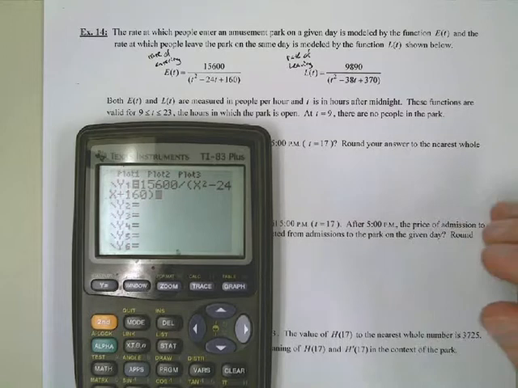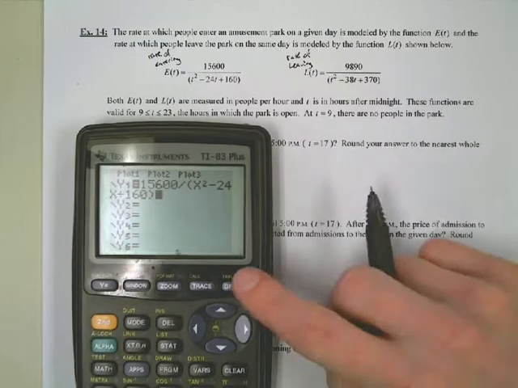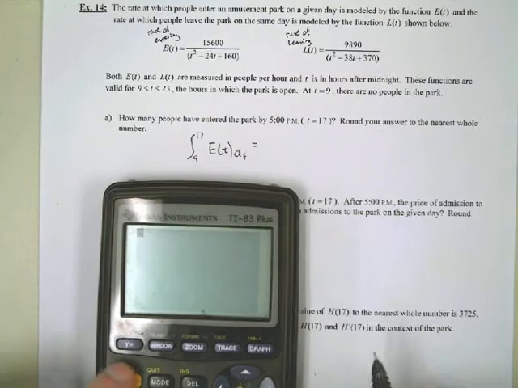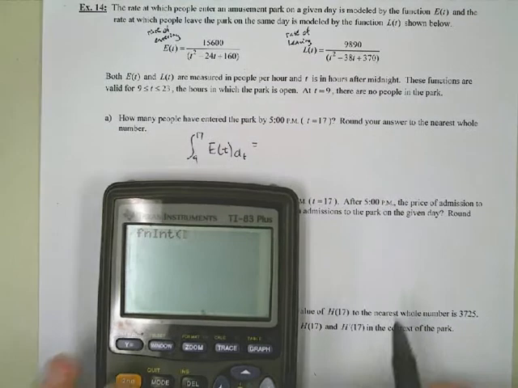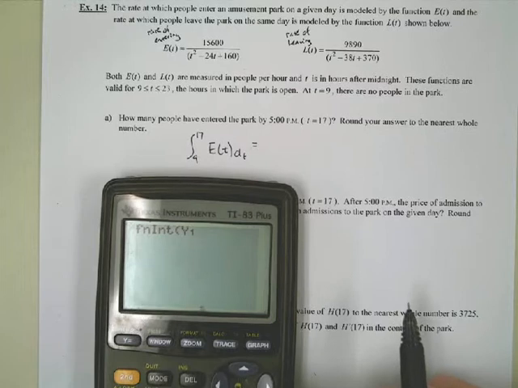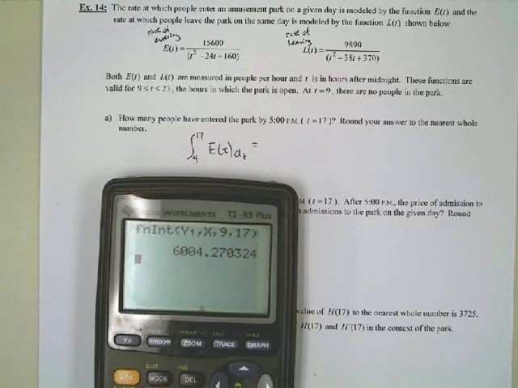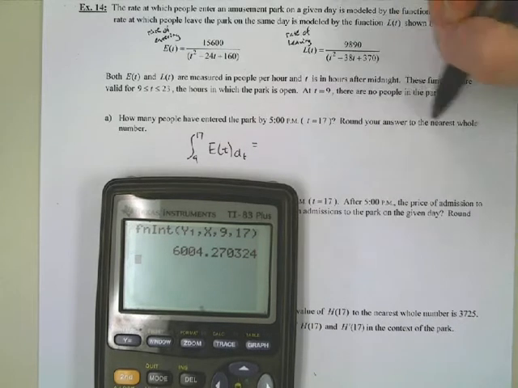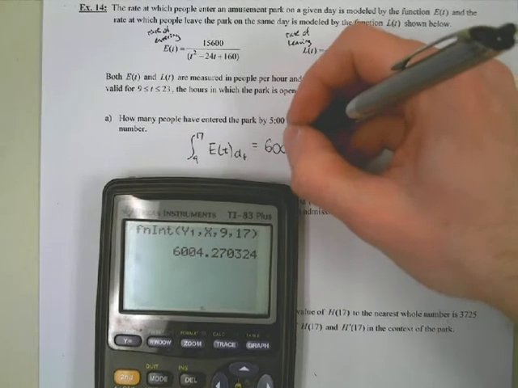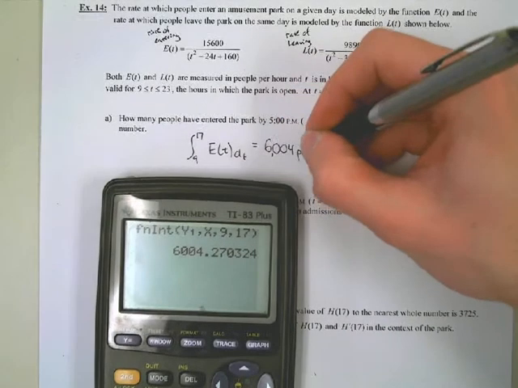It's okay. All right. So there's our function, and we're going to integrate that. So math 9, vars, y vars function y1, comma x, comma 9, comma 17. And we get 6004.270324, but it says round your answer to the nearest whole number. So what are we going to say? 6,004 people. Okay? Good. And we're going to use correct units too.